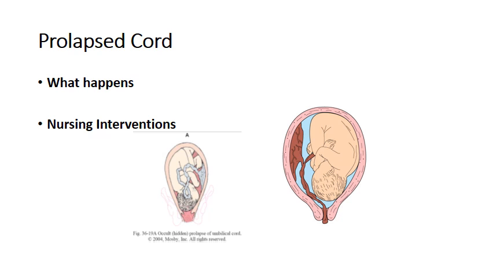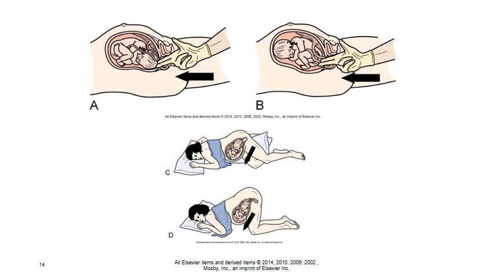If there is a prolapse, then what you would do is put your fingers inside the vagina and push up on the presenting part to get the pressure off the cord immediately. So here are some pictures of how you would do this. You can place your fingers in the vagina and push up the presenting part.